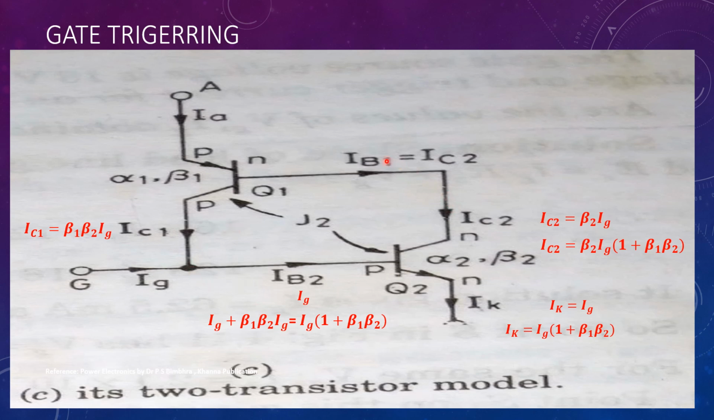The regenerative or positive feedback effect causes alpha 1 plus alpha 2 to grow towards unity. As a consequence, anode current begins to grow towards a larger value limited only by the load impedance external to the device. When regeneration has grown sufficiently, gate current can be withdrawn. Even after gate current is removed, regeneration continues. This characteristic of the thyristor makes it suitable for pulse triggering.